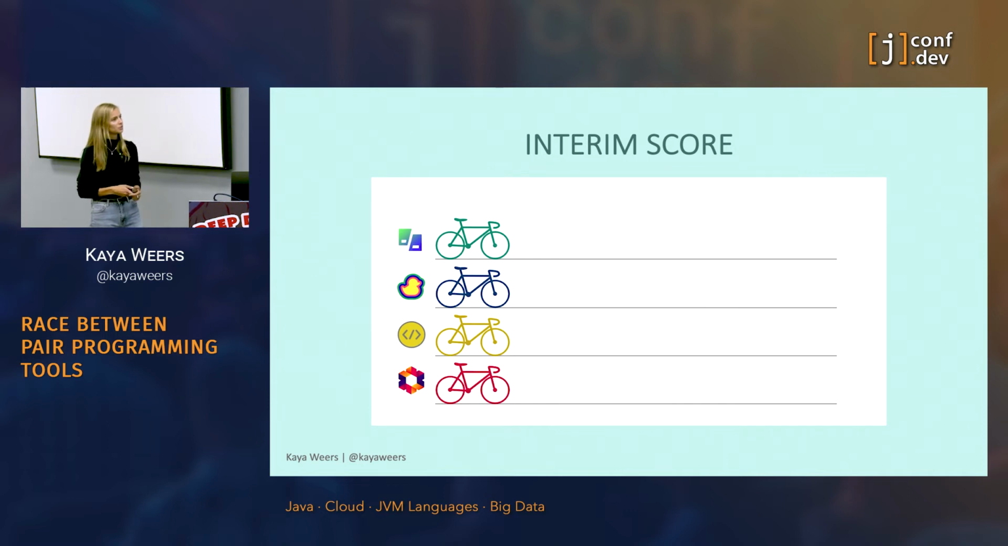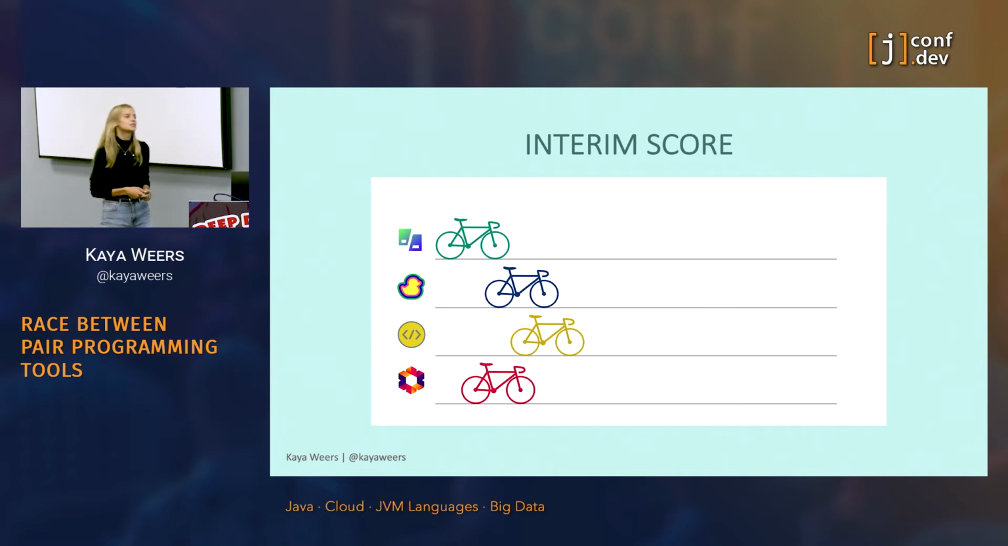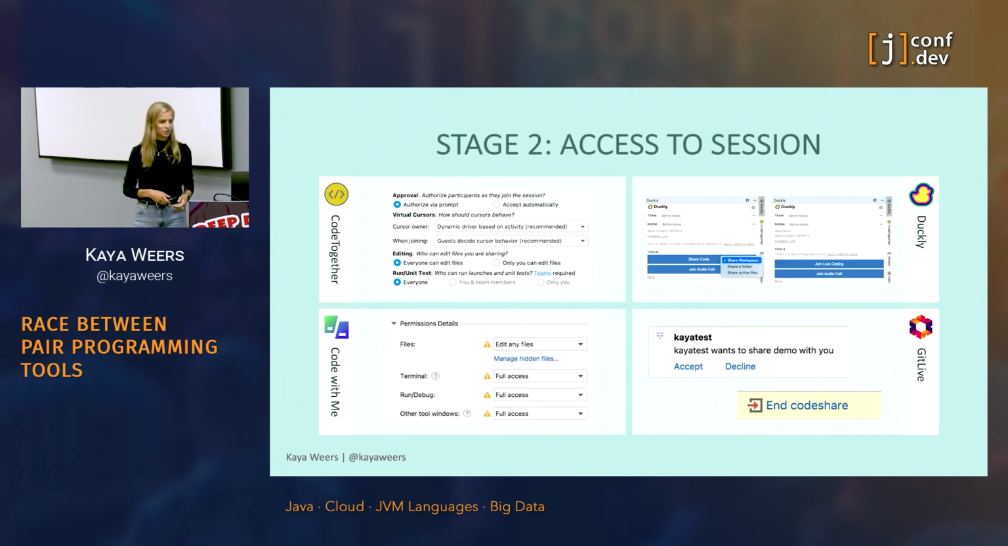So what will that do? Pam, pam, pam. So now the yellow by Code Together is still first, but we have 4 more stages to go. Access to the session.